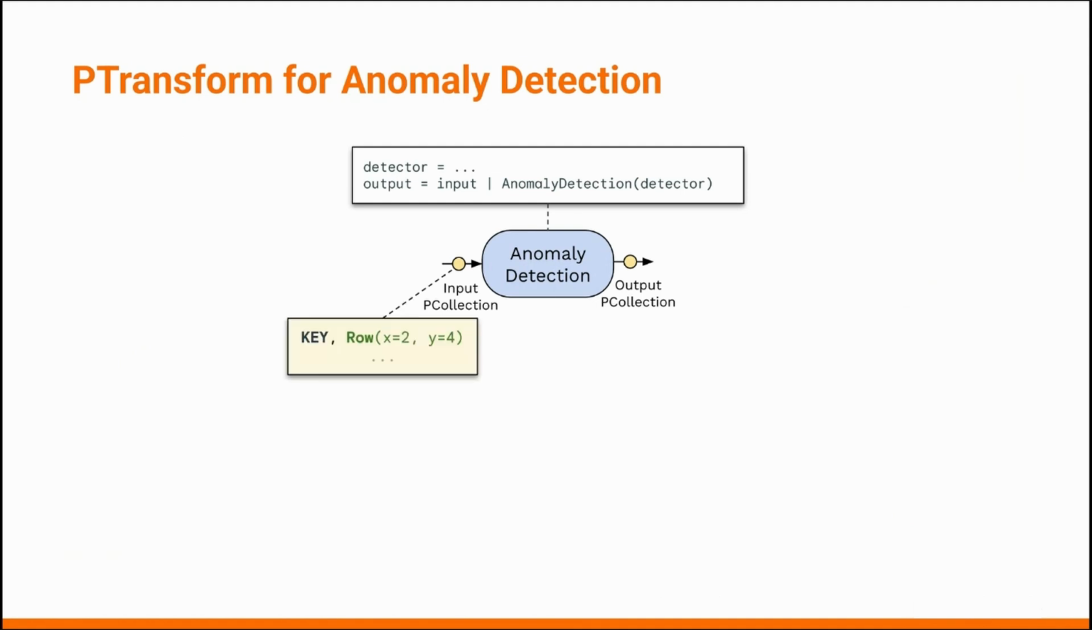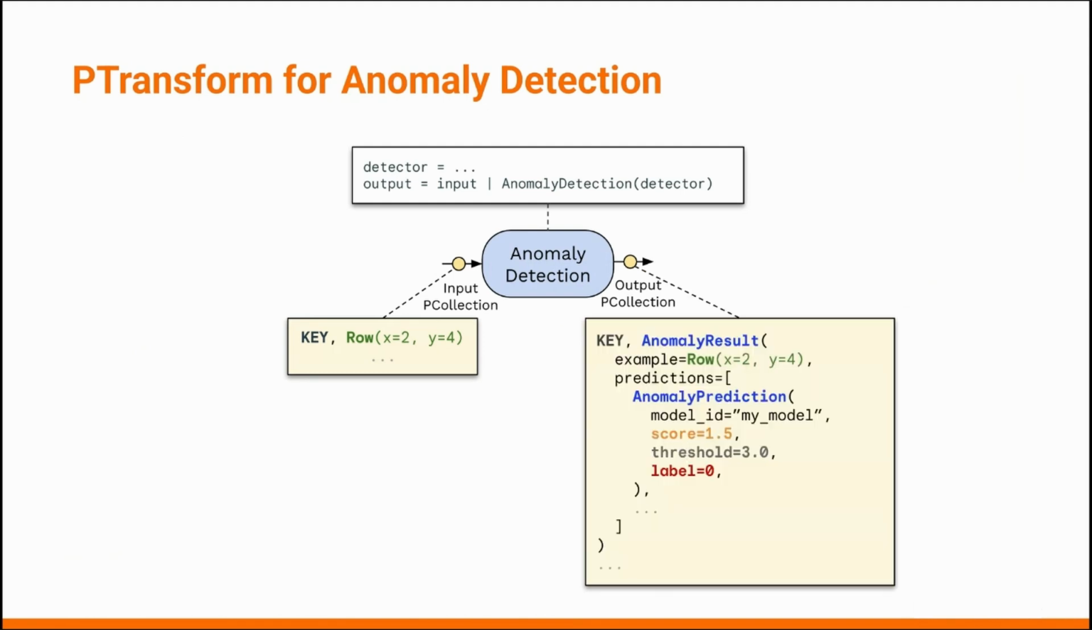Each element of the input PCollection is a key-Beam Row. Here, a Beam Row is an immutable tuple-like structure defined in Beam, and we use it to store the data.